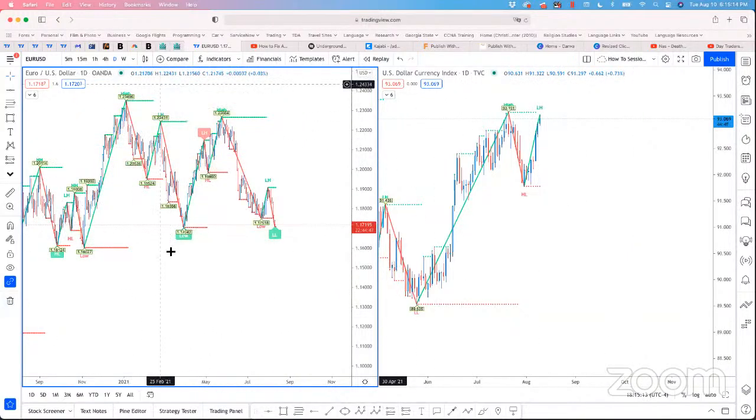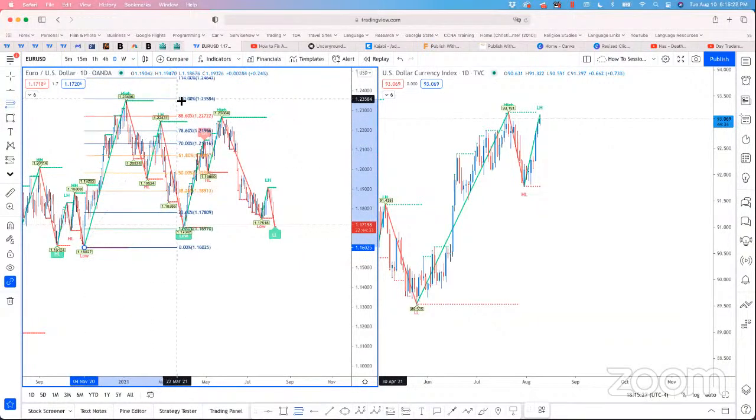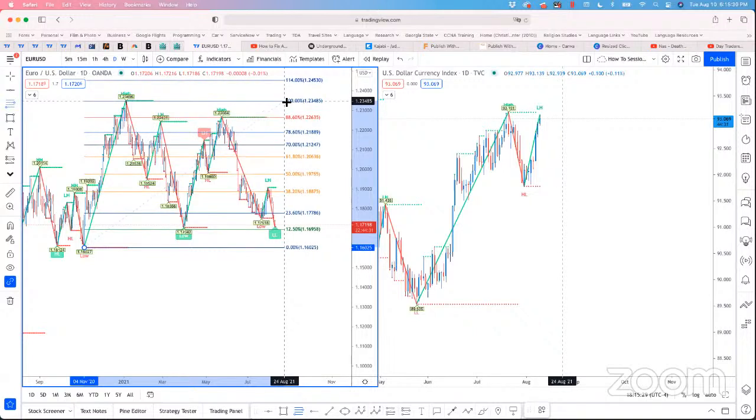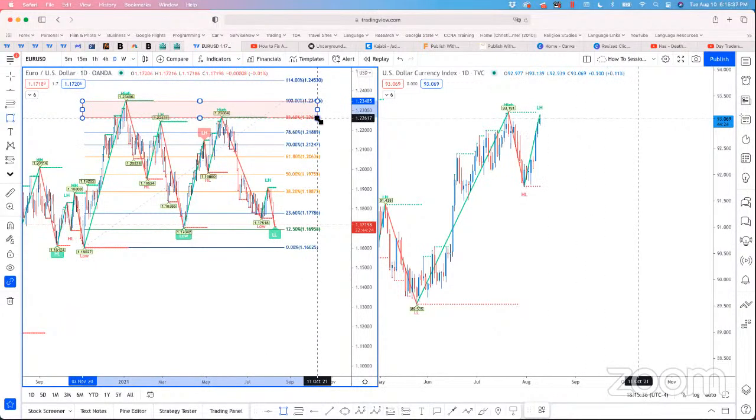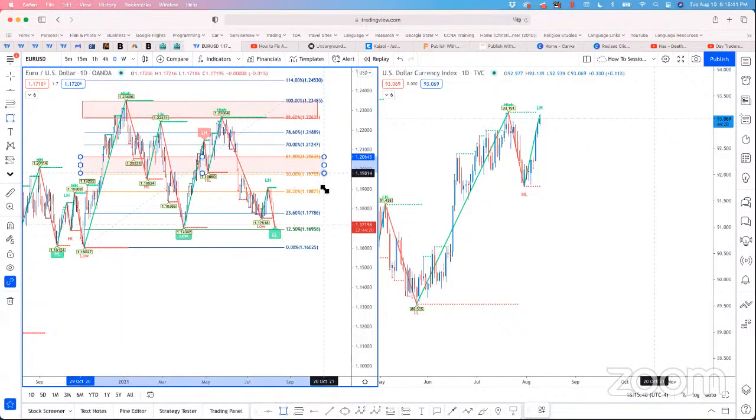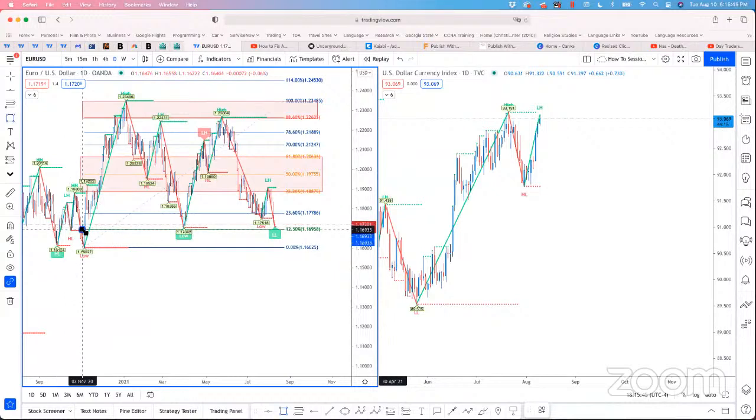Go to the daily and find the biggest move on the daily. This is the low, this is the high. And then put your fibs on there, high to low or whatever. It don't even matter what direction, right? Do this. Do exactly what I'm doing.